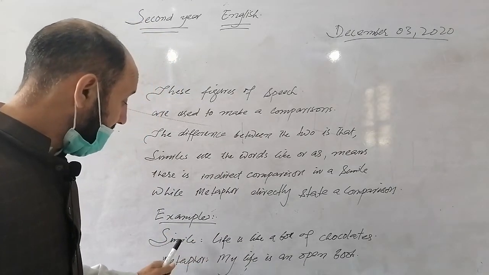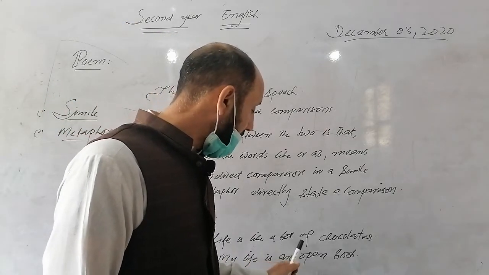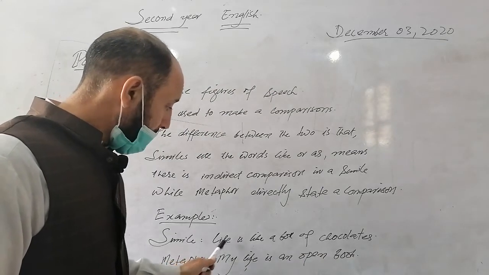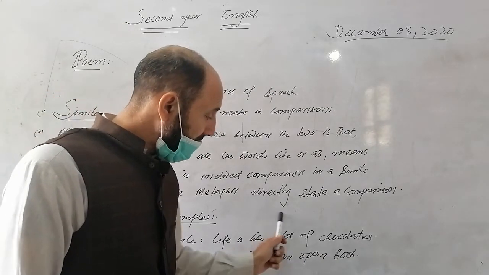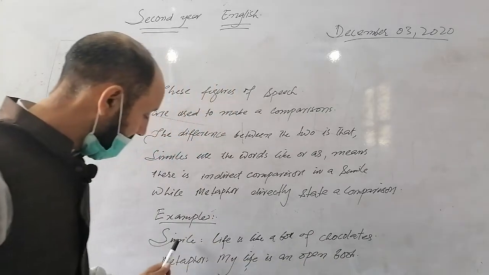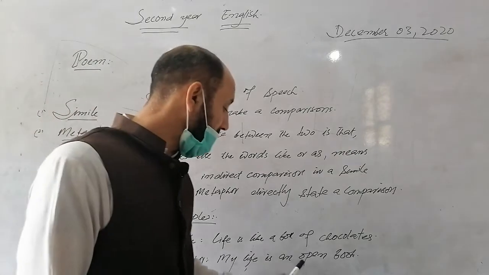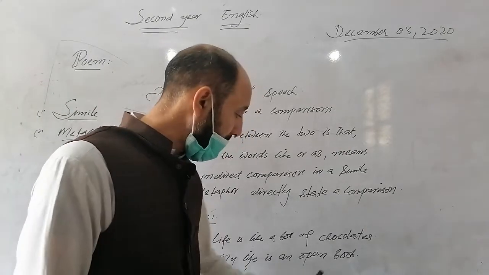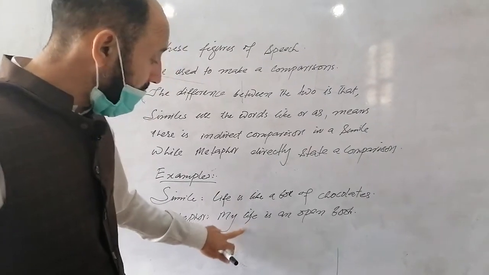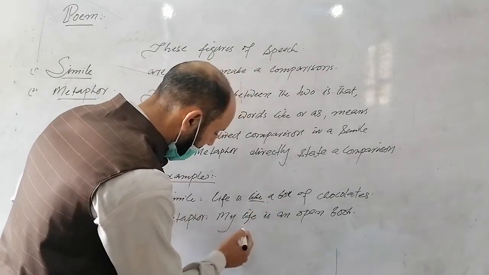An example of a simile is, life is like a box of chocolates. Now in this example, life is indirectly compared with a box of chocolates, so this is a simile. In the second example, my life is an open book. Life is compared with a book. They are compared directly without introducing the word like or as. So this is a metaphor.